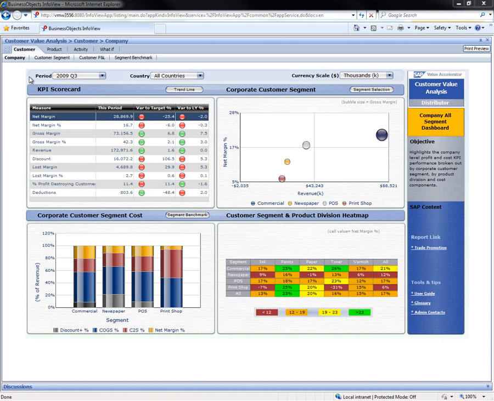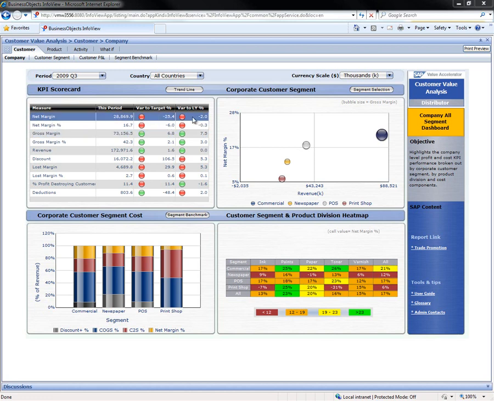Hello, I'm going to demonstrate the Customer Value Analysis Analytic application. We start off by looking at the All Customer Segments dashboard to give an overview across the whole organization. In the KPI dashboard on the top left, you can see that revenue and gross margin are on target, but the net margin is below target and falling.